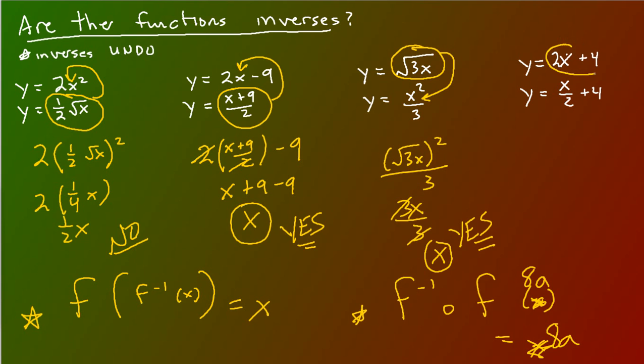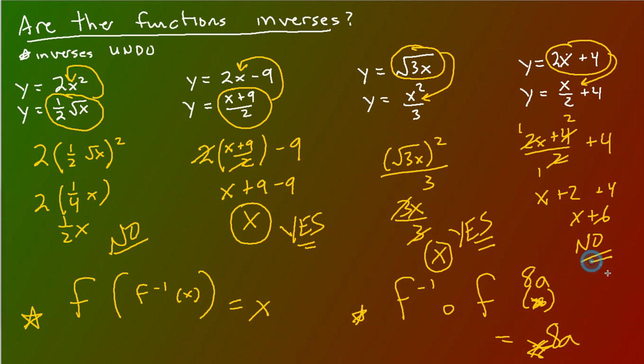All right, right here, I'll put this one into x right here. So this is just a composition. So all of these are divisible by 2, so I go ahead and do that. So essentially I did this. And I get x plus 6, so no, those are not inverses.